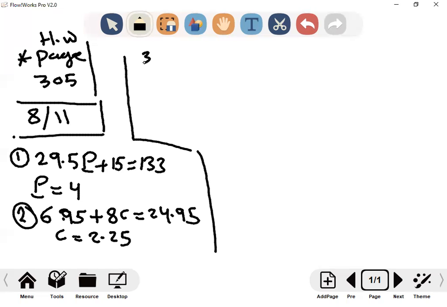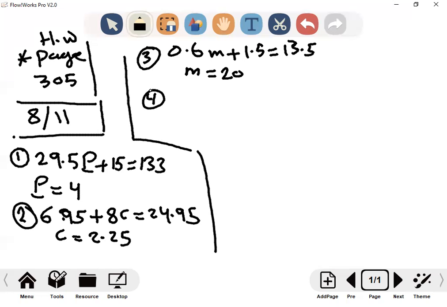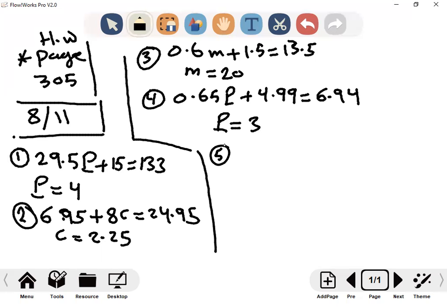Question 2. Question 3, 0.60 m, but we can't say 0.60, so 0.6m + 1.5 = 13.5, and m, after you solve it, will be 20 miles, right? Question 4, 0.65p + 4.99 = 6.94, and after you solve it, p will be 3. Question 5, check your answers please.